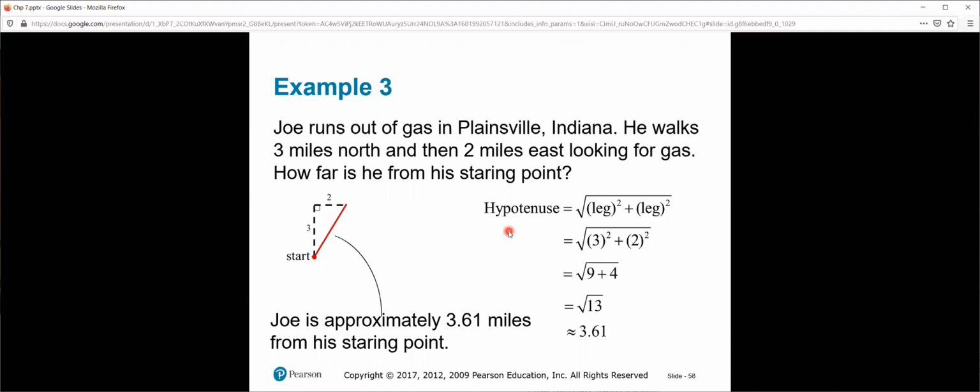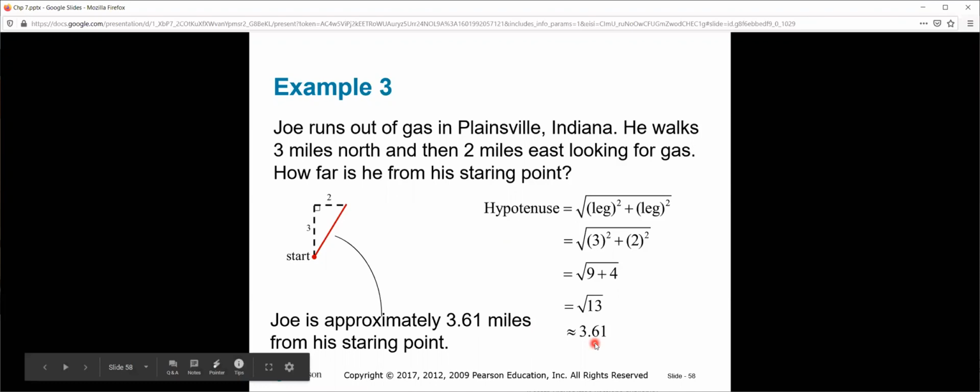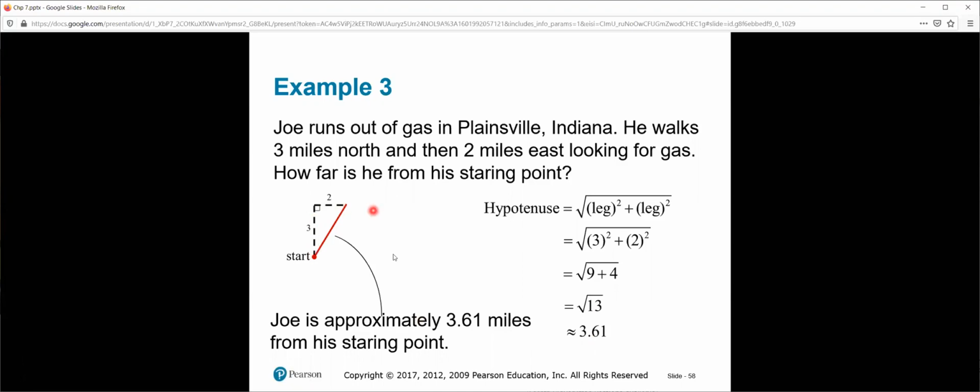Joe's trek landed him about 3.61 miles away from his start point. Notice the hypotenuse, 3.61, is larger than either 3 or 2. The hypotenuse is, by definition, larger than either leg. That makes sense. He walked 5 miles, but he only ended up being 3.61 miles away from where he started. The distance covered here is longer than the hypotenuse, but each individual leg is shorter than the hypotenuse. Definitions of triangles. What's the shortest distance between 2 points? A straight line, right?